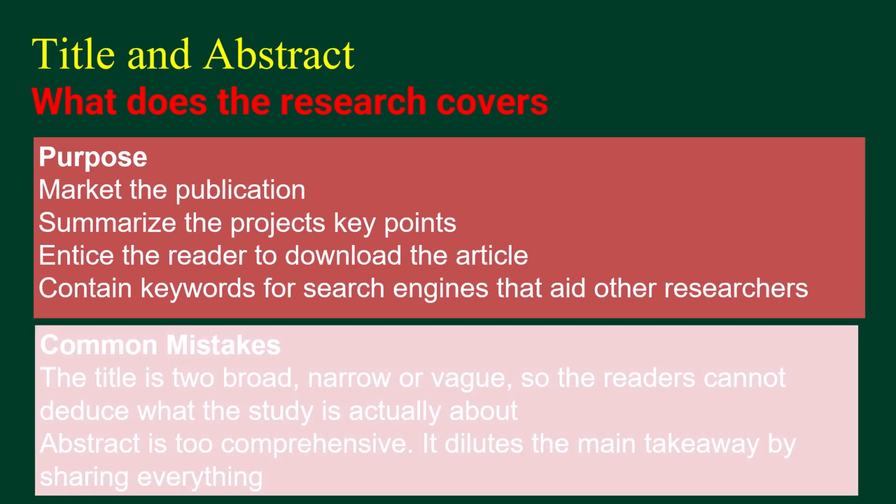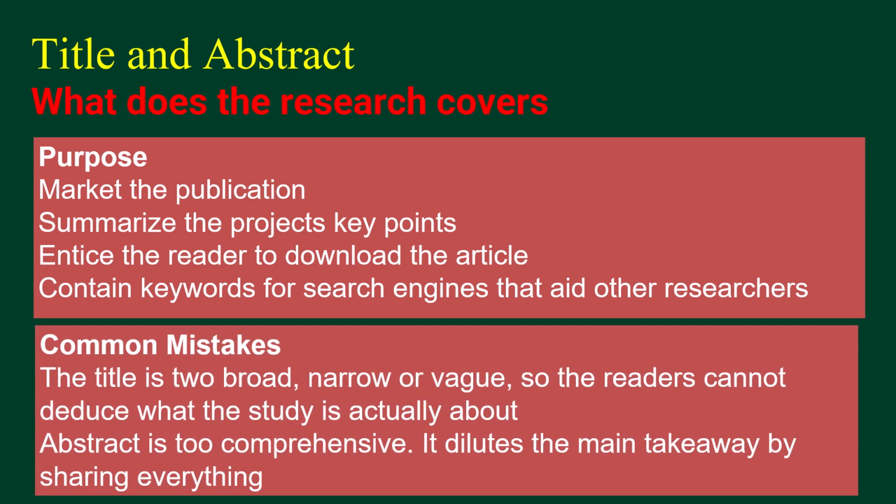Now, the common mistakes: sometimes the title written by the authors is too broad, or it is too narrow or vague, or the reader cannot deduce what the study is actually about. Abstract is either too comprehensive that it dilutes the main takeaway by sharing everything. So be very concise and only write the novel finding.